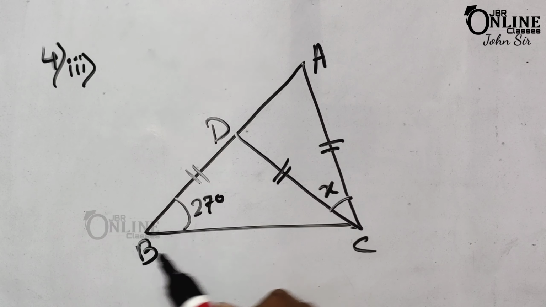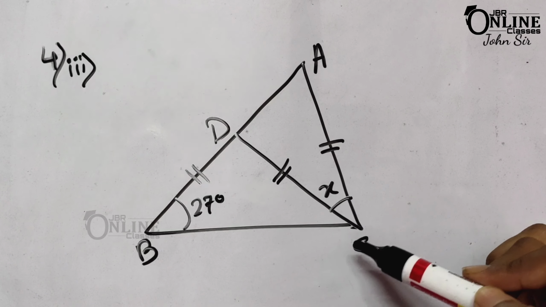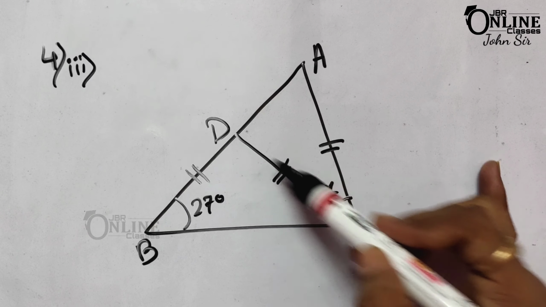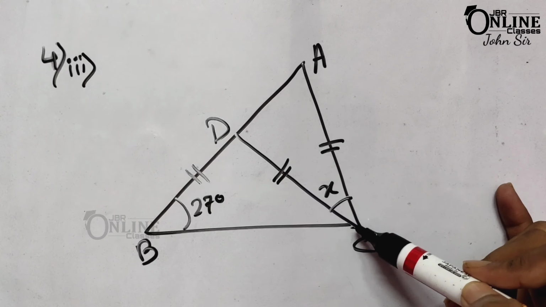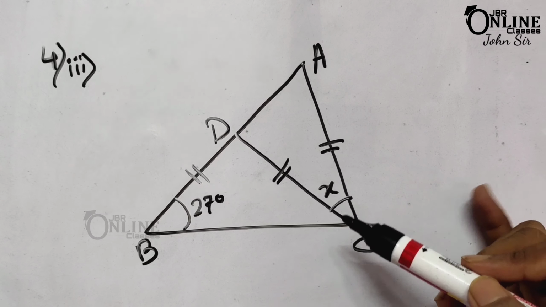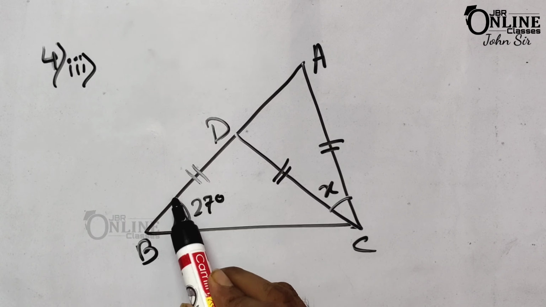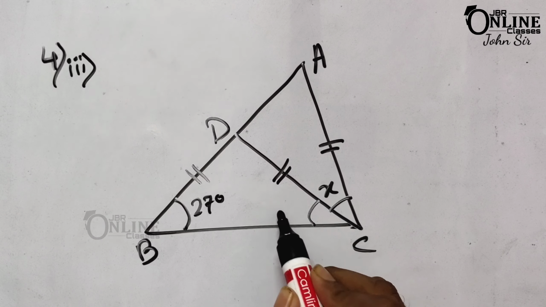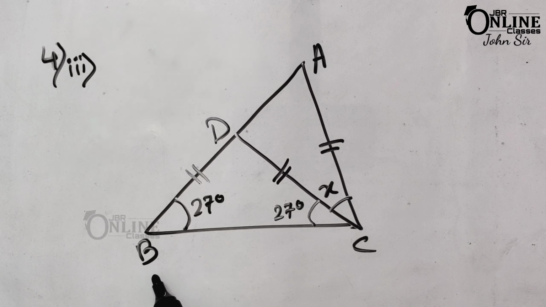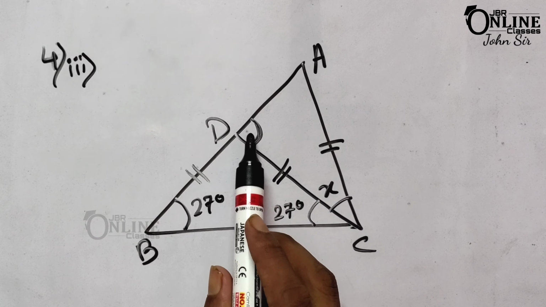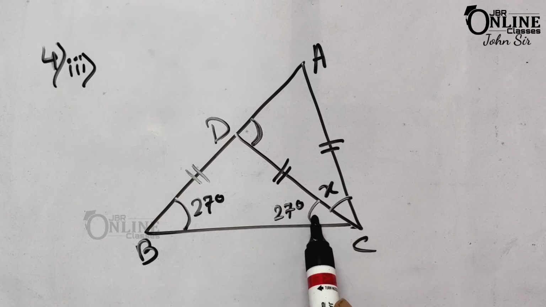Now sum number 4.3. Here ABC is a triangle where BD equals DC and also AC equals CD. Now as BD equals DC, that means if this one equals 27, then this one equals also 27. And here this angle is the exterior angle of this triangle.